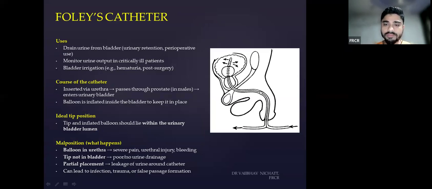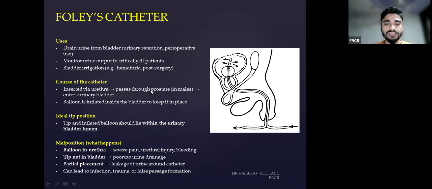So Foley's catheter, this is a schematic representation, usually placed via the penile urethra into the bulbomembranous prostatic urethra, and the tip and the bulb of the tube should be lying within the urinary bladder lumen. What are the uses? To drain the urine from urinary bladder, monitor urine output in critically ill patients, and for bladder irrigation in cases of hematuria and post-surgery. The course of the catheter we already discussed.